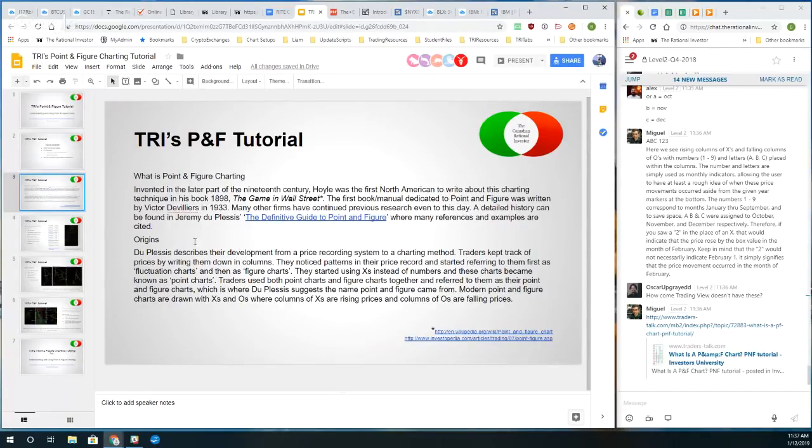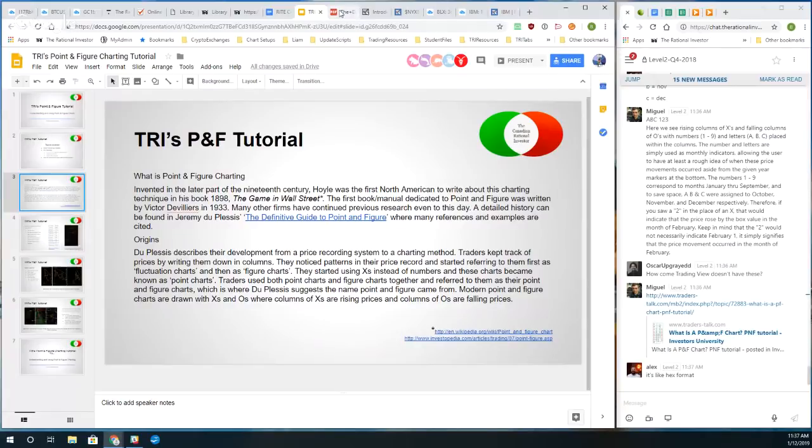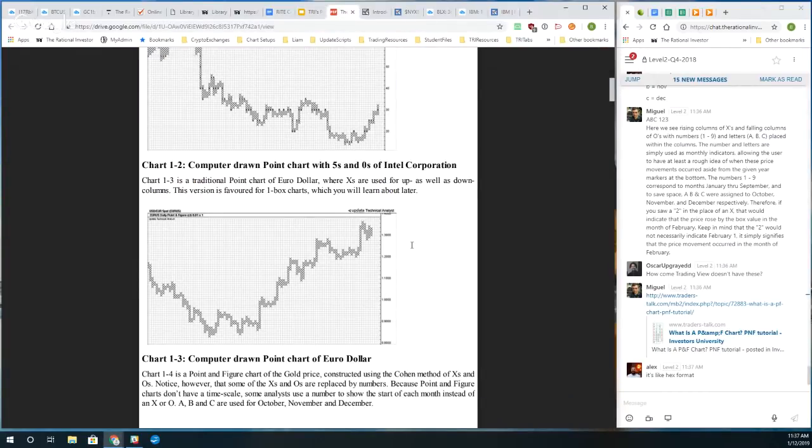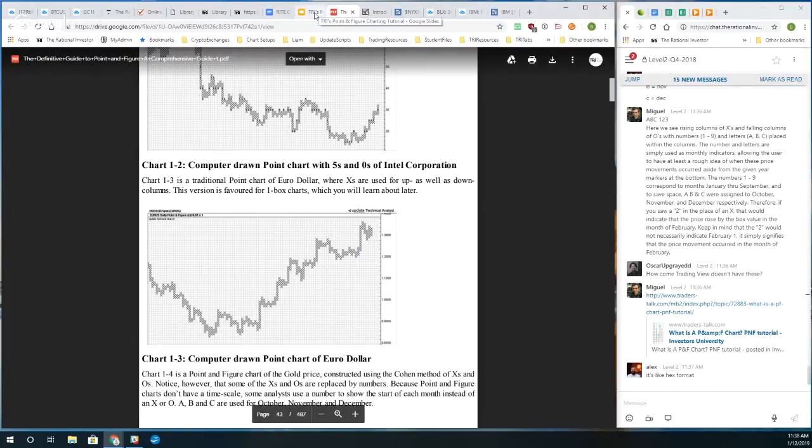So, hopefully that gives you a nice little background of how this thing evolved. In essence, it was just really simply an easy way for floor traders and people without computers to keep track of a lot of stock information very quickly and easily. And the simple concept that you want to take away from this is basically point and figure charting removes time from the equation. You only plot an X or an O if we actually have price movement.